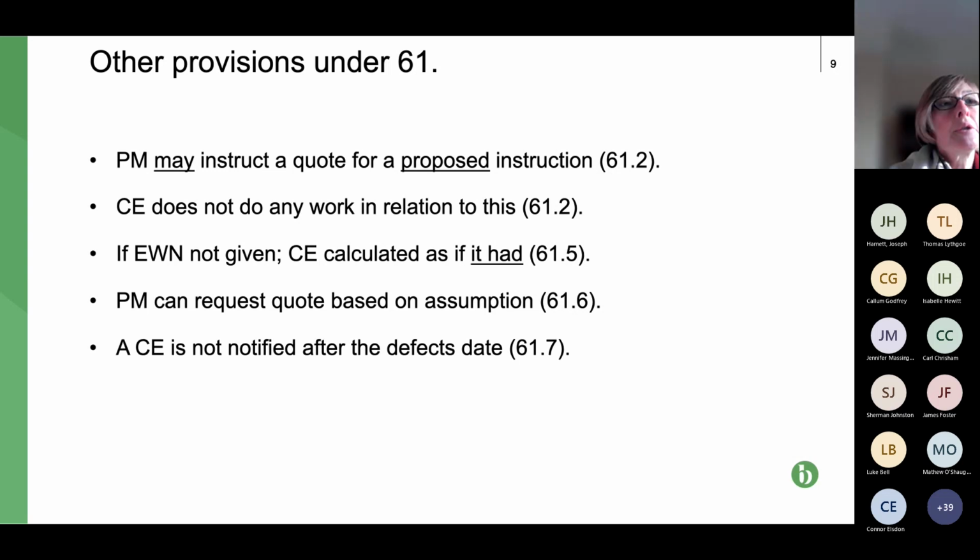And finally, compensation events aren't notified after the defects date. So that's after effectively the end of the defects liability period.